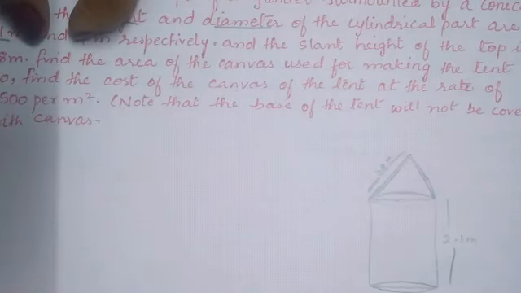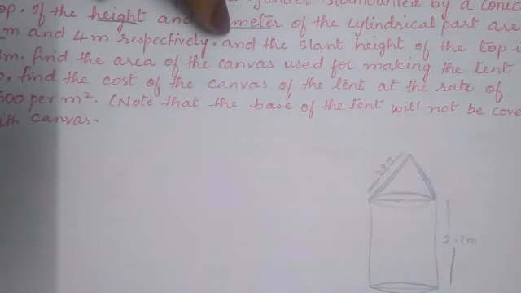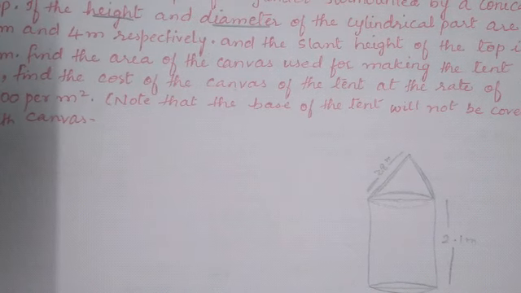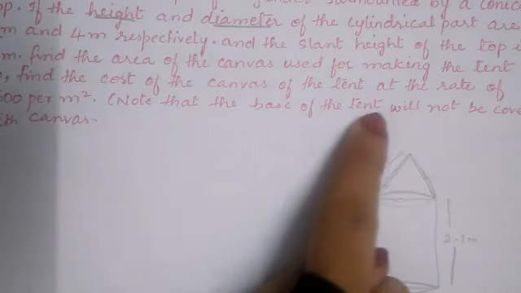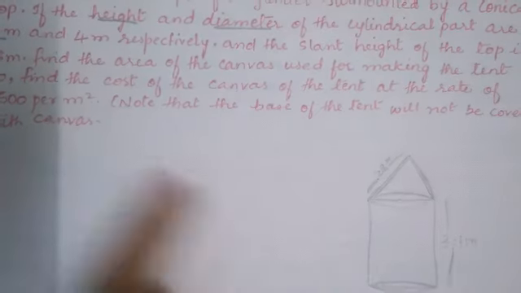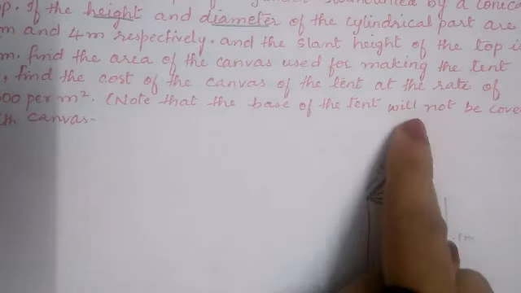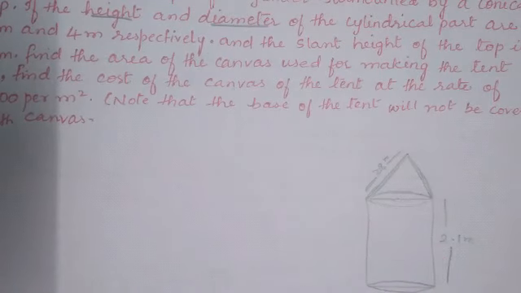Okay, now let us see what we have to find. Find the area of canvas used for making the tent. Okay, how much canvas is used to make the tent? They have told, note that the base of the tent will not be covered with canvas. We should not take the base because we have to just see the tent, the outer part. So it is nothing but the CSA.